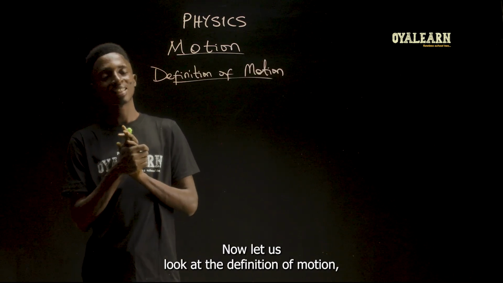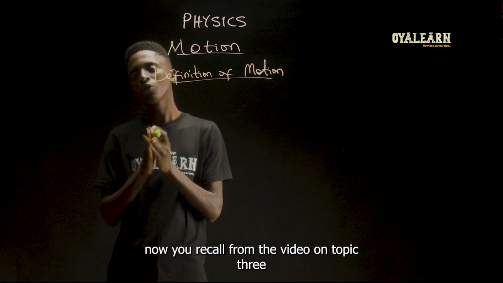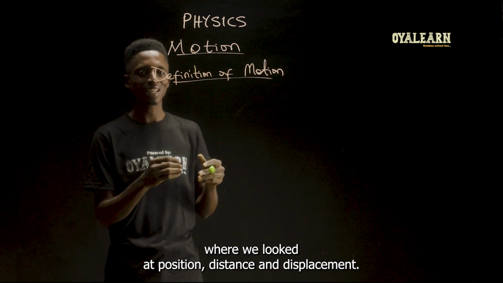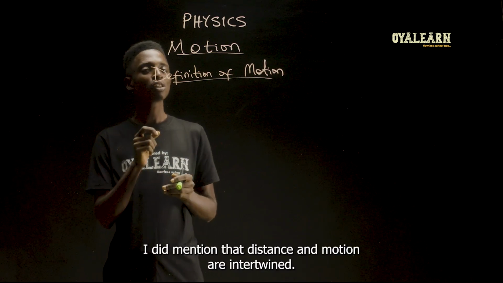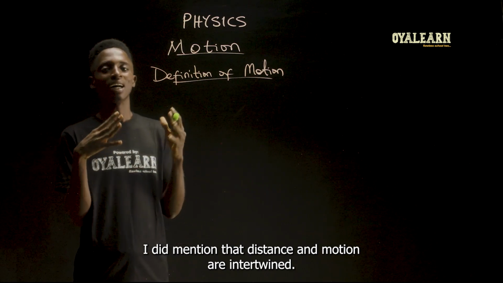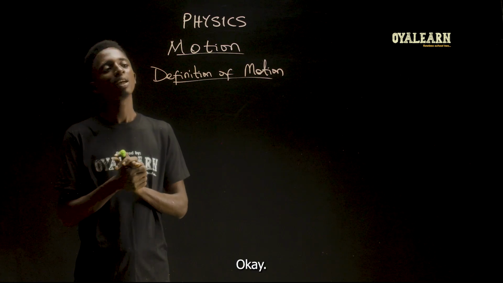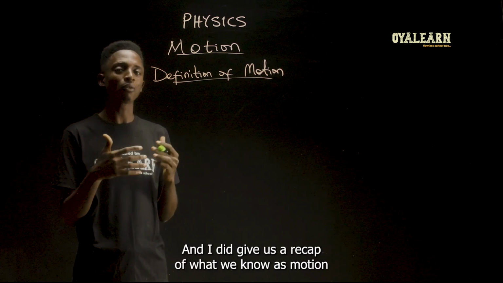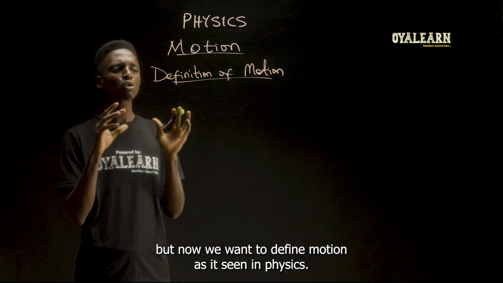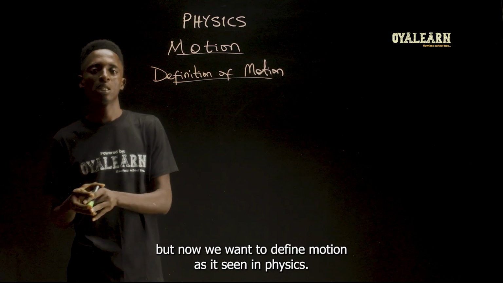Now let us look at the definition of motion. You recall from the video on topic 3 where we looked at position, distance, and displacement. I did mention that distance and motion are intertwined, that is, they relate with each other. And I did give us a recap of what we know as motion from our junior secondary school days. But now we want to define motion as it is seen in physics.